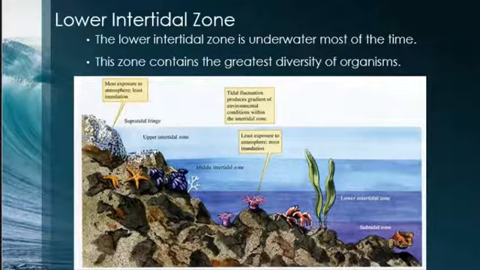Lower zone. Okay, the lower intertidal zone is underwater most of the time. There can be times when the tide gets low enough, like in neap tides, that it would be out of the water for some time. It contains the greatest diversity of organisms. All right, so we see sea anemone. I guess that's a crab down there. Some starfish. We see some kelp or whatever that is. Is that kelp? Oh, it doesn't label it.